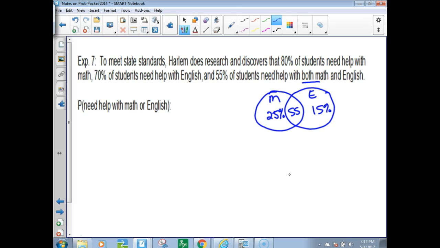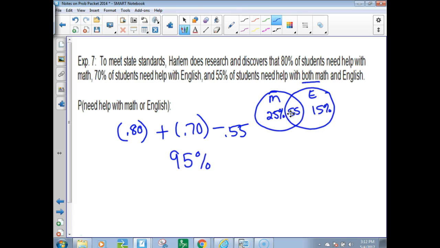I don't know if this Venn diagram helps me. I like to just do it with need help with math or English. So I'm going to do math, what was it, 80%? Plus the percent chance you need help with English was 70, but you have to subtract the overlap. So 80% plus 70% minus 55% is 95%. Do you see how you could get it off the Venn diagram? Look, add these: 25, 55, and 15.